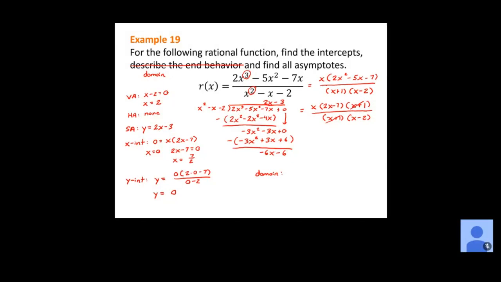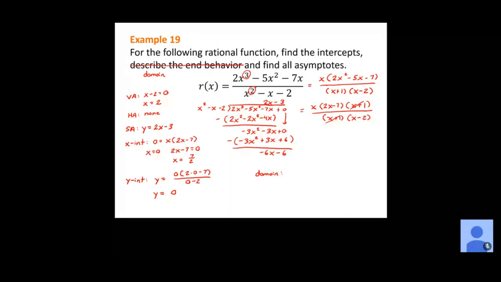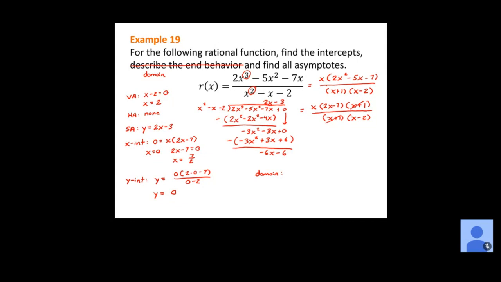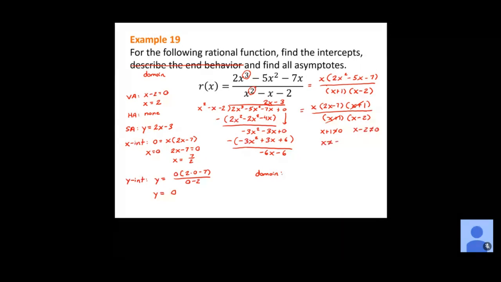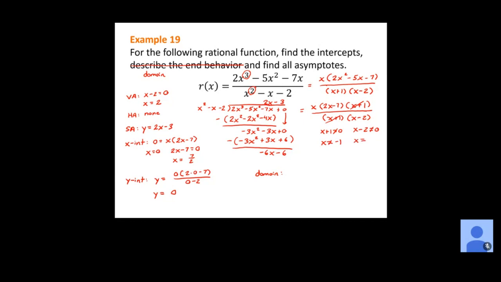Okay, so in this case, the vertical asymptote is one restriction. But even though the x plus 1 canceled out here, it's still a restriction on our denominator, because our denominator can't be 0. And so we're still going to have that x plus 1 can't be equal to 0, and x minus 2 can't be equal to 0, which means that x can't be negative 1 and x cannot be equal to positive 2.